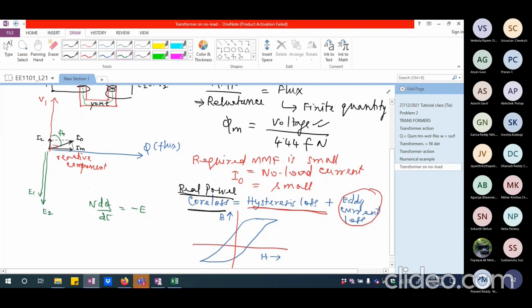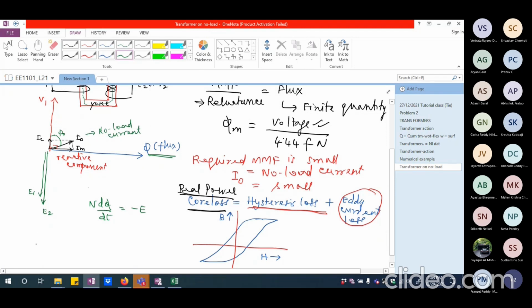So the no load phasor diagram of the transformer is basically represented by the flux, which is common to both primary and secondary, then a magnetizing current which is almost in phase with the flux because that is the root cause for flux production, and a small current which is the core loss component of current. When I add these two, I get the no load current of the transformer.